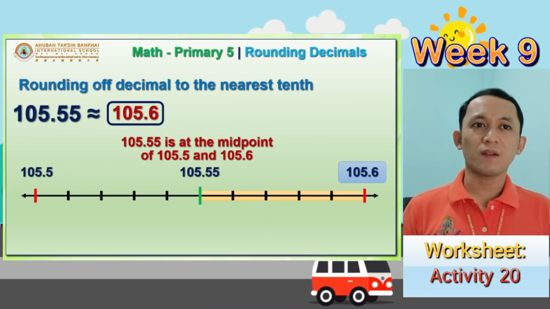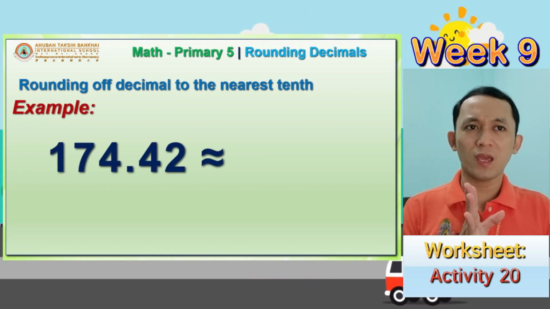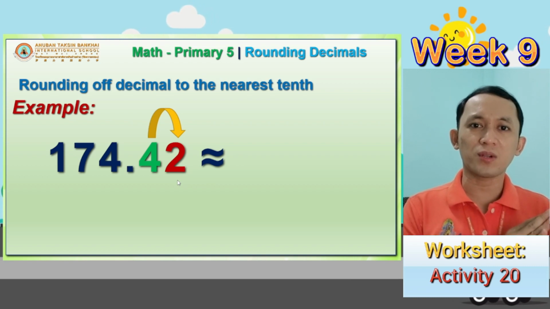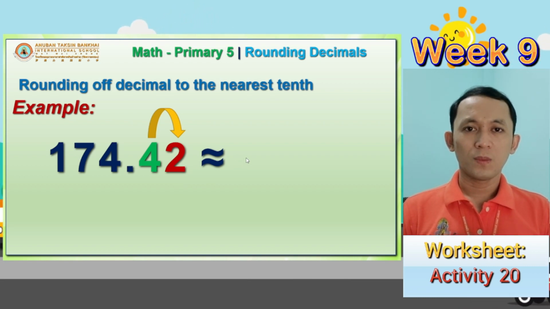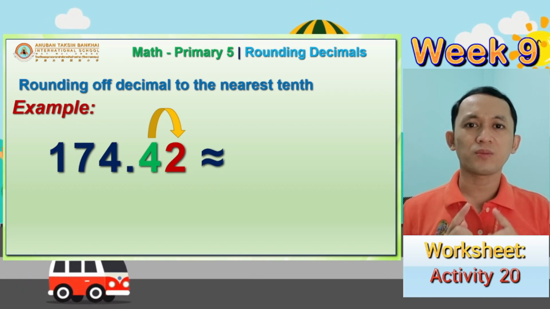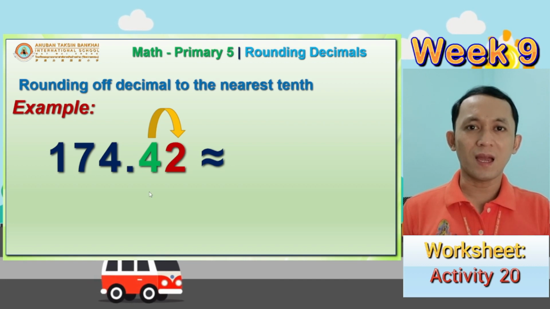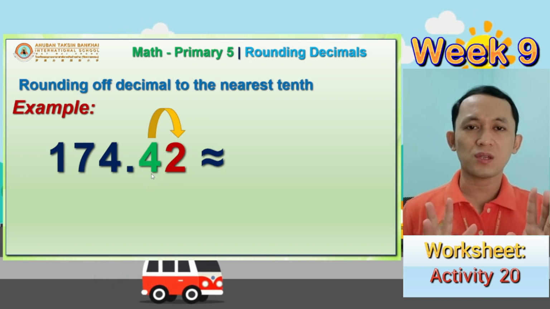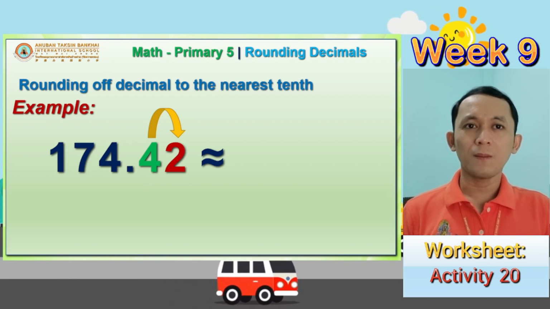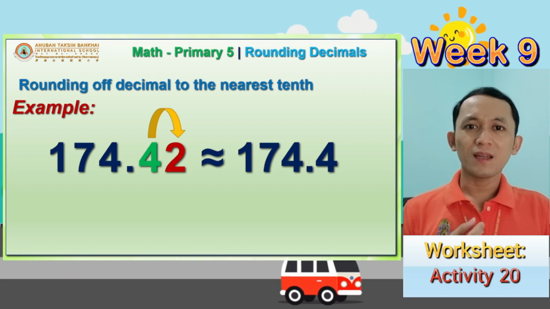Now let's have another example. We have here 174.42. So again, let's check our tenths place. We have digit 4, the green one. And if we check the number on the right side, on the hundredths place, that is 2. So again, 0, 1, 2, 3, 4, round down. 5, 6, 7, 8, 9, round up. Since this is 2, we are going to round down. We are not going to change the digit on the tenths place. So our answer will be 174.4.